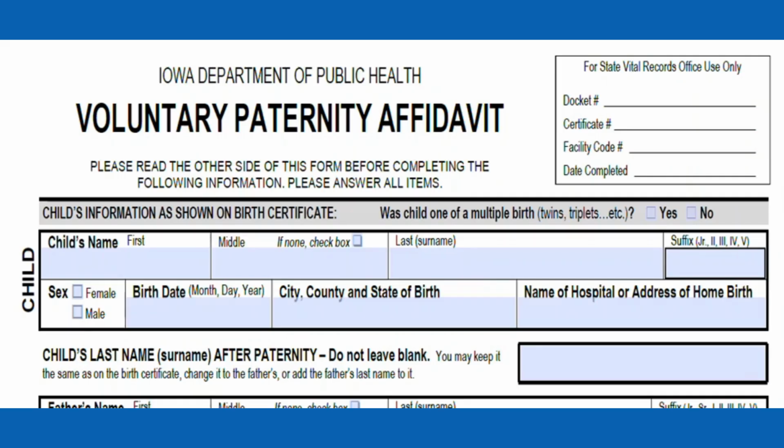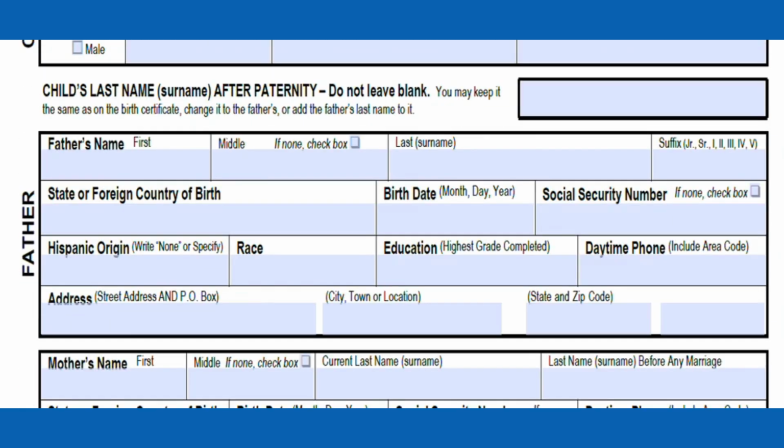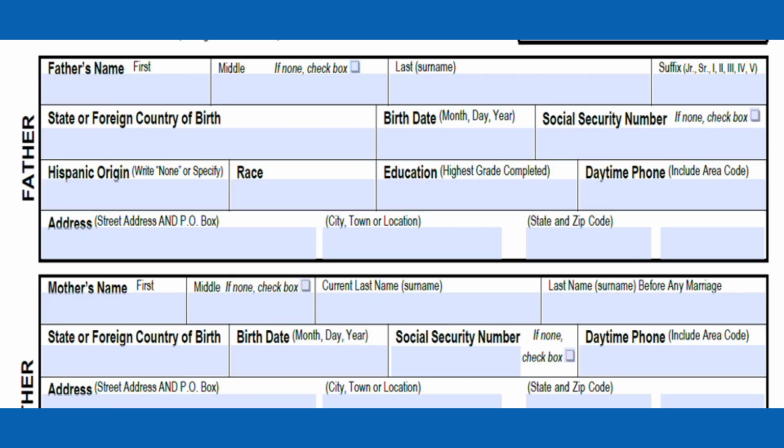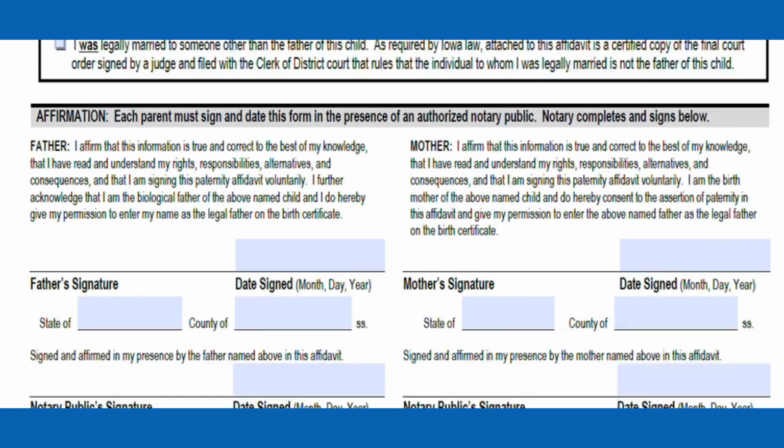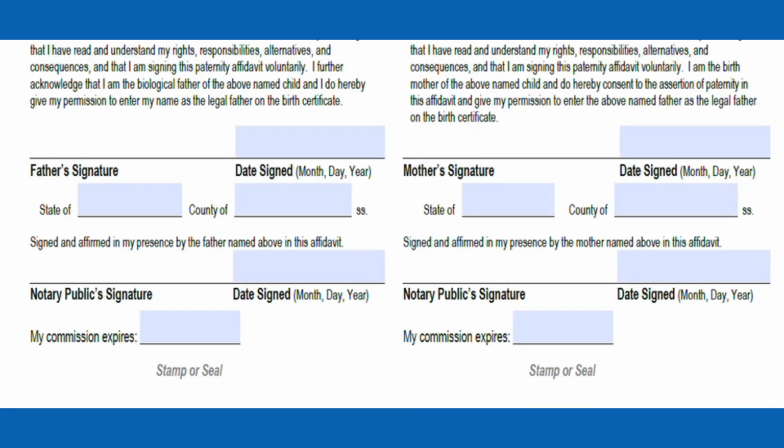The paternity affidavit form has 4 sections: the child section, father section, mother section, and notary and signature section. Each section must be filled in accurately and completely to ensure that the affidavit is accepted. Let's review the instructions for completing each section.